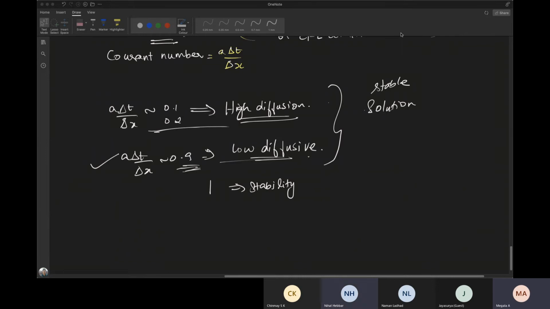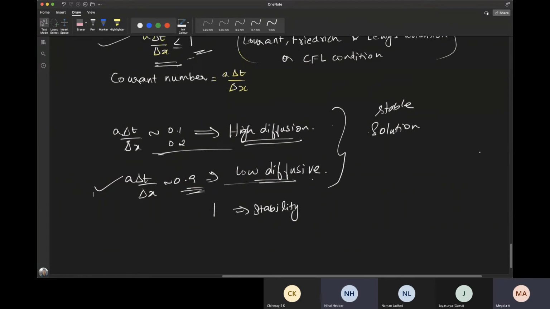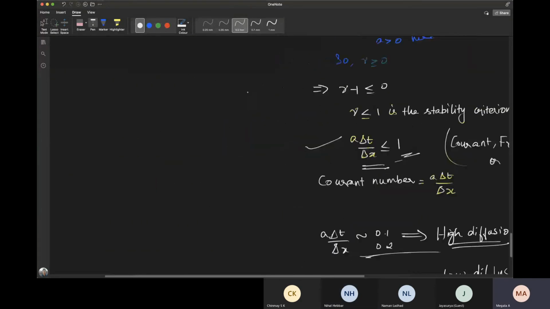Ma'am, how do they actually go about getting low diffusion? How do they get the low diffusion term while working on your CFD analysis? Is it something you give initially, or does it depend on something else? Okay.